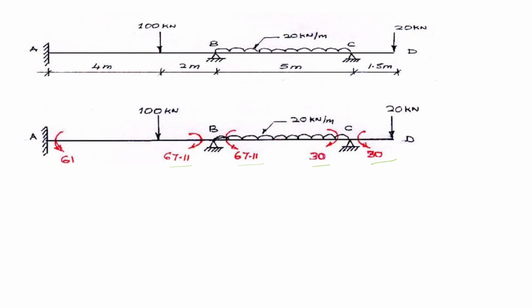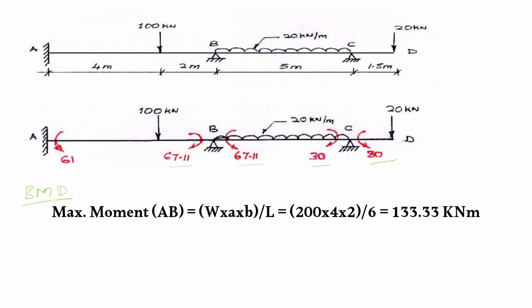So now we have to draw the bending moment diagram. To draw the bending moment diagram, we have to know the maximum bending moment. So maximum moment due to load 100 kilonewton is WL by 4, that is equal to 100 into L, which is 6, divided by 4. 100 by 4 is 25. So 25 into 6 is 150 kilonewton meter.